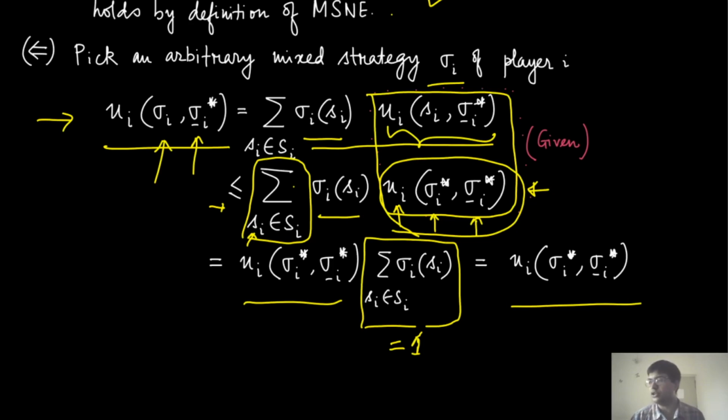Now, because we have chosen this sigma i to be arbitrary and player i also to be arbitrary, you can repeat this exercise for any player or any strategy. Still, this u_i of sigma i, sigma minus i star will be less than or equal to u_i of sigma i star and sigma minus i star. And that is the definition of mixed strategy Nash equilibrium. And therefore, we are done.